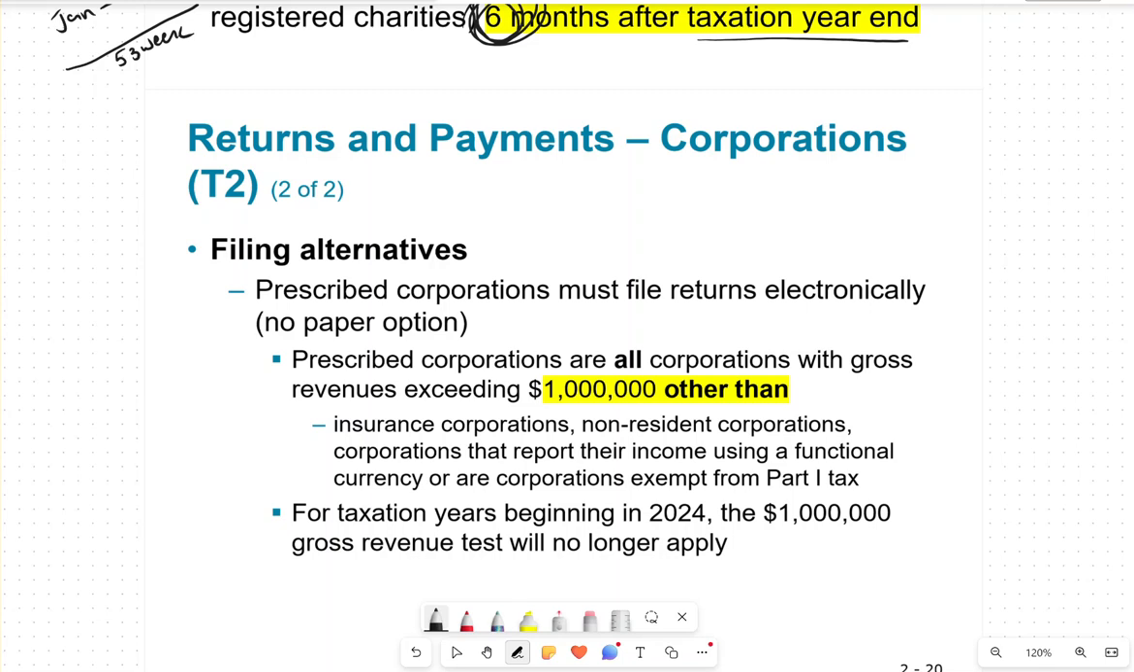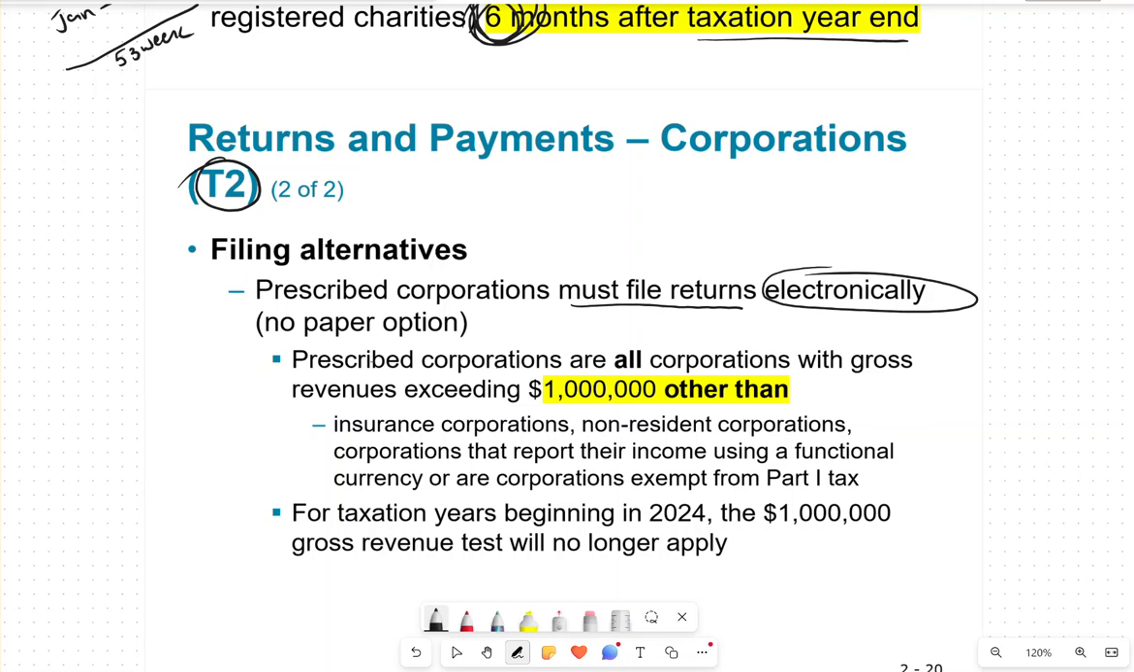For the corporation, we call it T2; for individuals, we call it T1. The prescribed corporation must file their returns electronically. We used to do paper filing, but CRA does not accept any paper filings. We have to do it electronically. So you need to get an e-filer, or your accountant will have an e-filer. He or she will be filing the return.